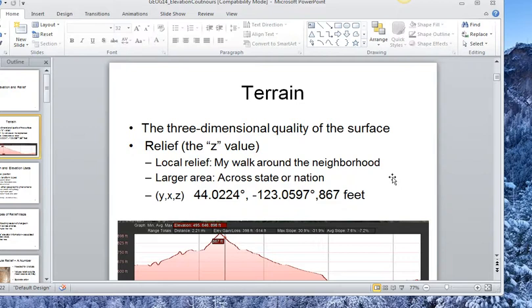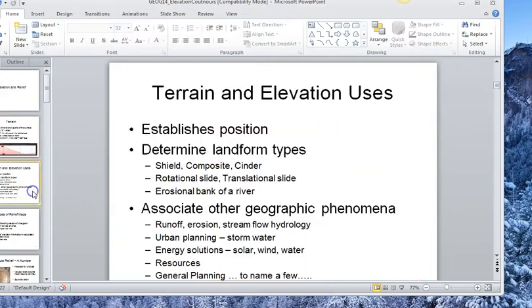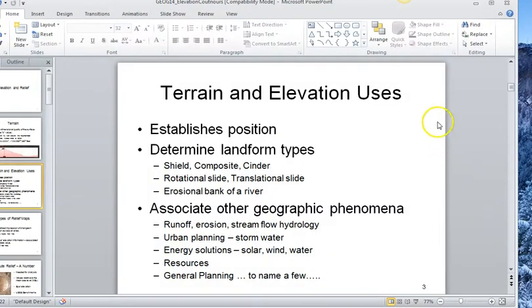If I look at all of Oregon, I'm looking at the difference between sea level, which is 0, and I think Mount Hood is our highest elevation in Oregon. So that would be the relief for the state. So relief is a relative term based on the difference in elevation, a high point to a low point from where you are. And so we use relief and elevation in so many aspects of just finding our way around or wayfinding. You use that all the time to establish position.